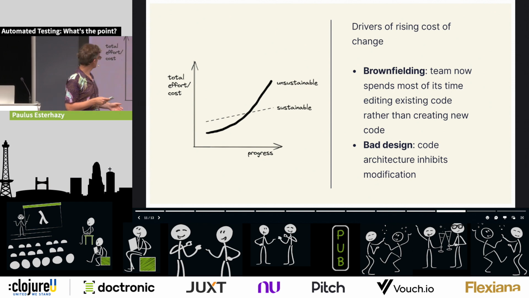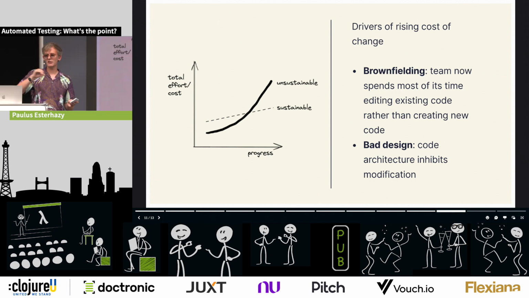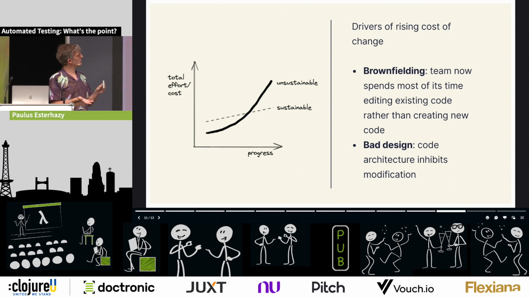So recall this graph of unsustainable growth, right? Remember, you start out going fast, and then at some point you go more and more slowly. And why is that the case? What's driving those rising costs of change? I think there are two things here. One is that you're no longer in the greenfielding phase. You're no longer in the phase where the team is just creating new source files, adding new features. But instead, what you're doing most of the time is editing existing code files. And that's inherently harder than creating things from scratch.